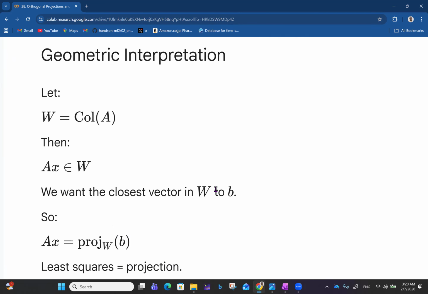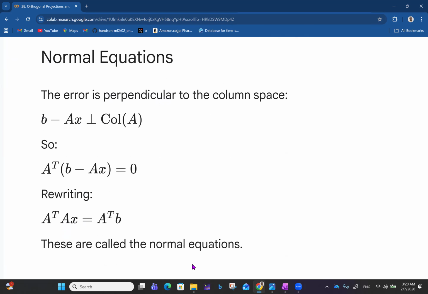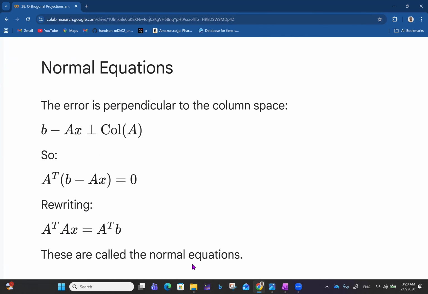So we want the closest vector in W to B. So AX is the projection of B onto W, and in this case least squares is equal to projection, right? So least squares is as good as talking about projection. Then we talk about the normal equations. So the error is perpendicular to the column space. So B minus AX is perpendicular to the column space. So if you remember what we did about column space the other time, it is that point where we solve AX equals B, right? So A transpose times (B minus AX) should be equal to 0.